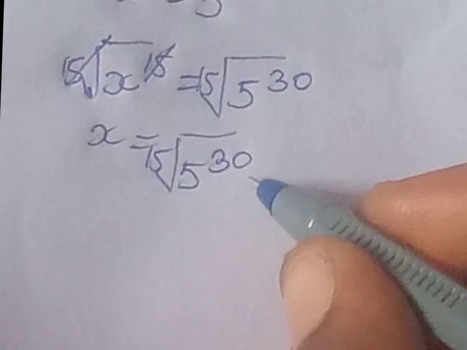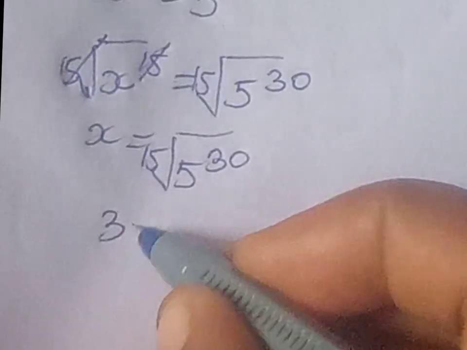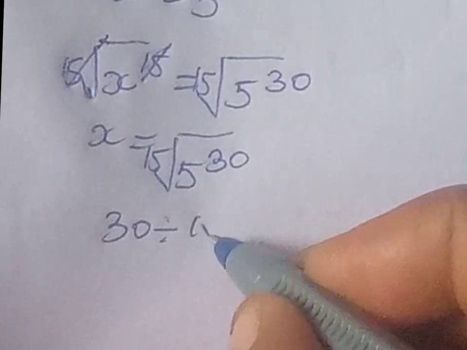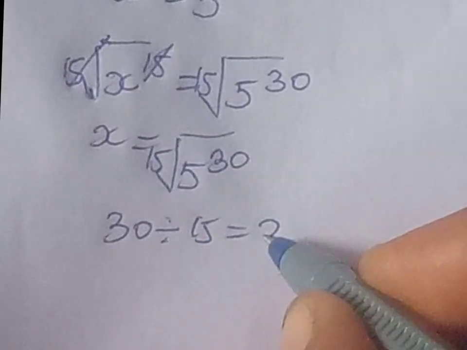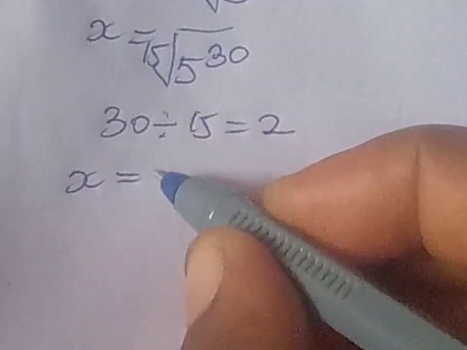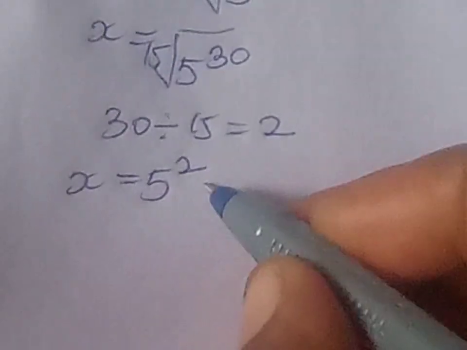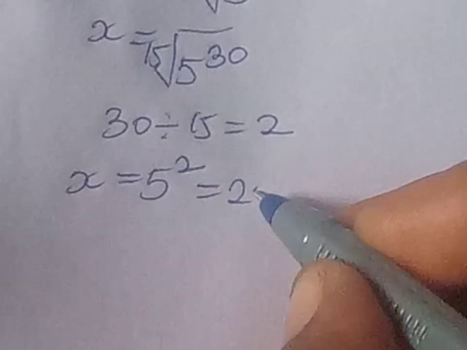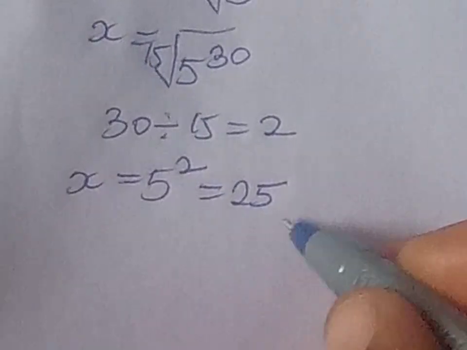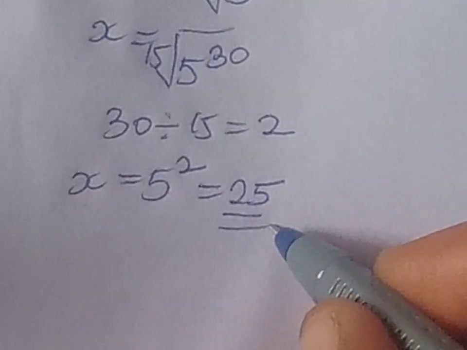Now let's divide the exponent. 30 divided by 15 will give us 2. So our x equals 5 raised to the power of 2, which is equal to 25. That means our x equals 25.